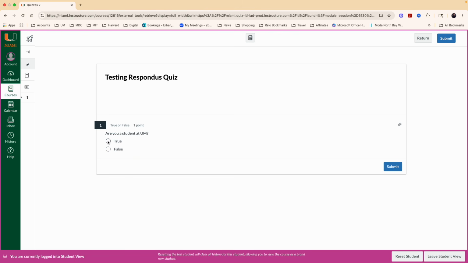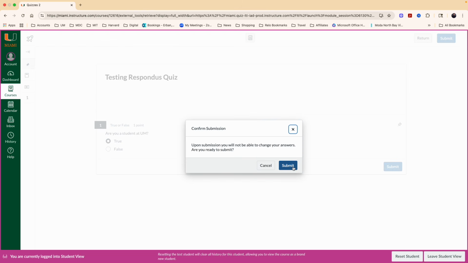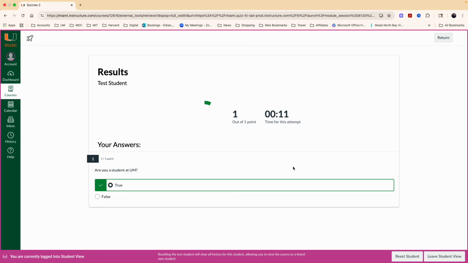Are you a UM student? Click True, Submit, and then it will say you got your answer right, and if you get this, then you're done. Okay? Now, if you're not a UM student, then you'll get it wrong.